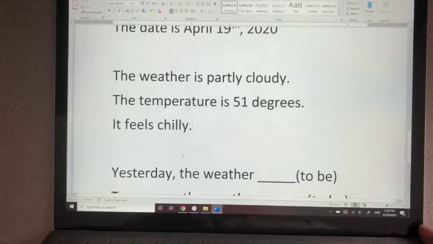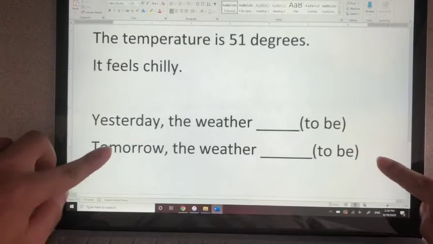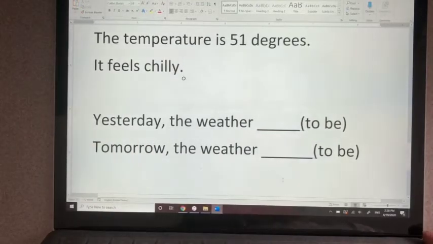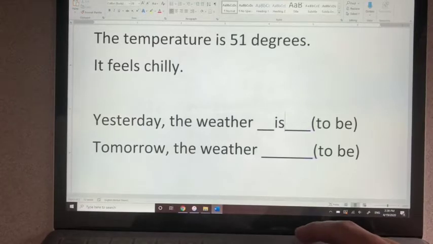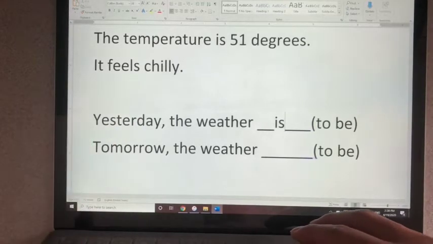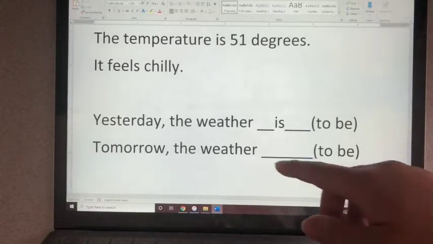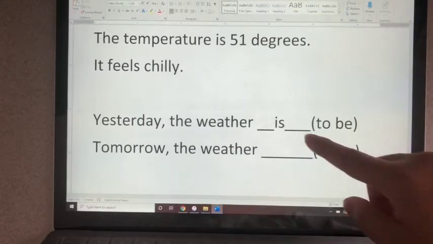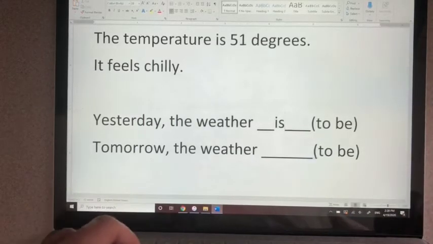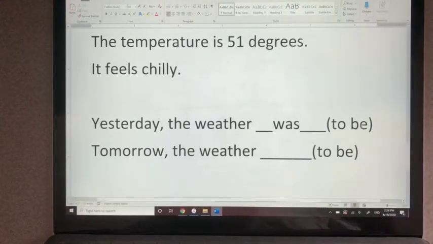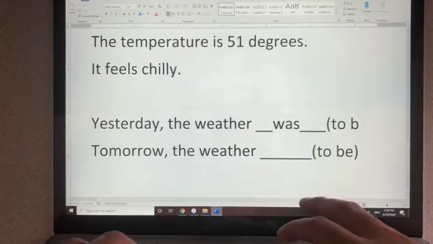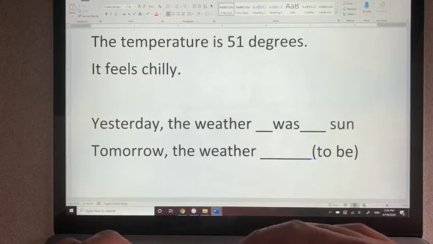Okay. Yesterday, the weather, we don't say yesterday the weather is like this. We don't say is because we're talking about yesterday. So what is the past tense of is? The past tense of is was. Yesterday, the weather was sunny.